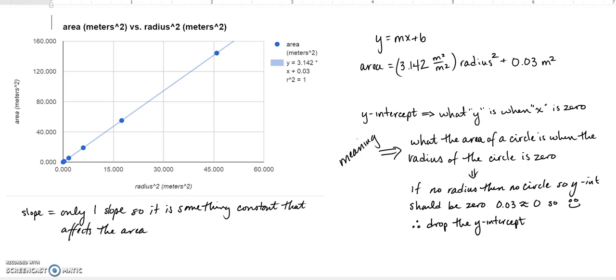All right, so here's your clue about slope right here. There's only one slope, because it's constant. One slope, therefore, it is something that is constant that will affect the area of the circle. So you have to ask yourself, what are things that are constant that will affect the area of a circle? And that's your last hint. So let's see if you can figure out what the slope actually means. Go for it.